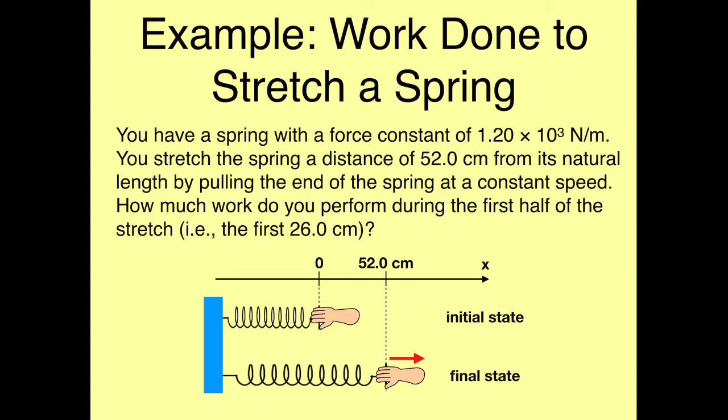So what you should be picturing here is we start off with the spring in its equilibrium position, so it's not stretched out yet, but then you grab the end of it and you pull it to the right, and that stretches it out. The total amount of stretching is 52 centimeters, but what we're interested in is the amount of work that you do just during the first half, the first 26 centimeters. So let's work this out.